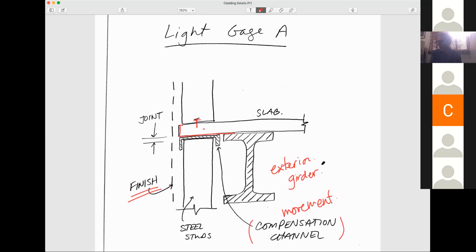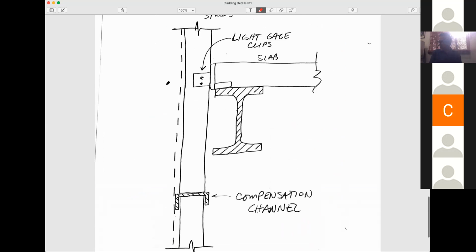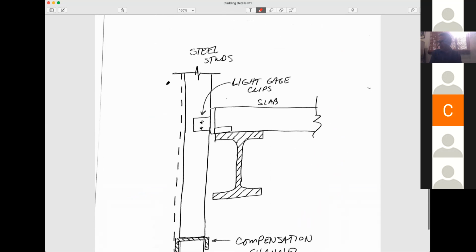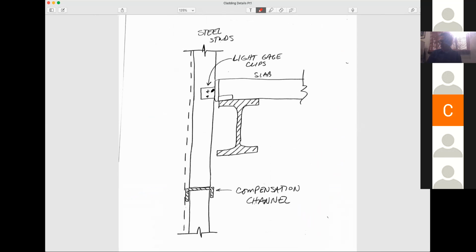So that's one way that a light gauge system would be employed to hold a different type of finish on the building. And then the other one would be right here. Let me move back a little bit. This would be light gauge B, and now you've got where that slab comes and sits right on the edge of the edge beam, and then light gauge clips would go out and connect to the steel studs.